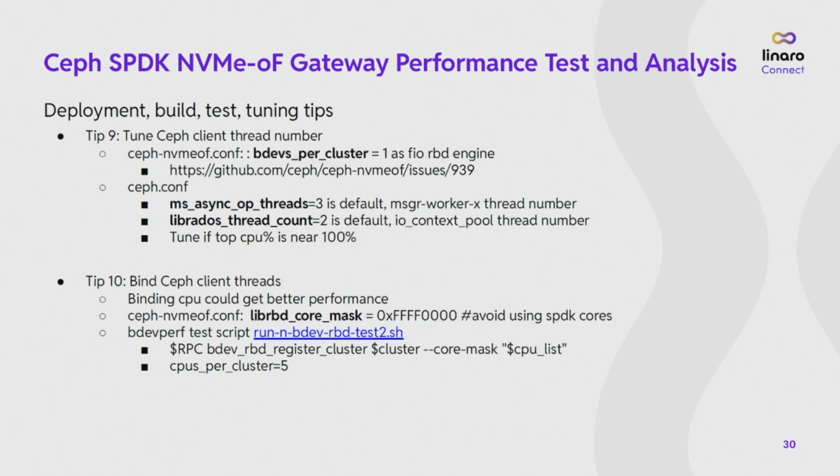Tip 10, sometimes, if possible, binding the CPU could get better performance. For example, in the test case shown here, for a connection binding 5 CPU cores, we can get the best performance according to the test.